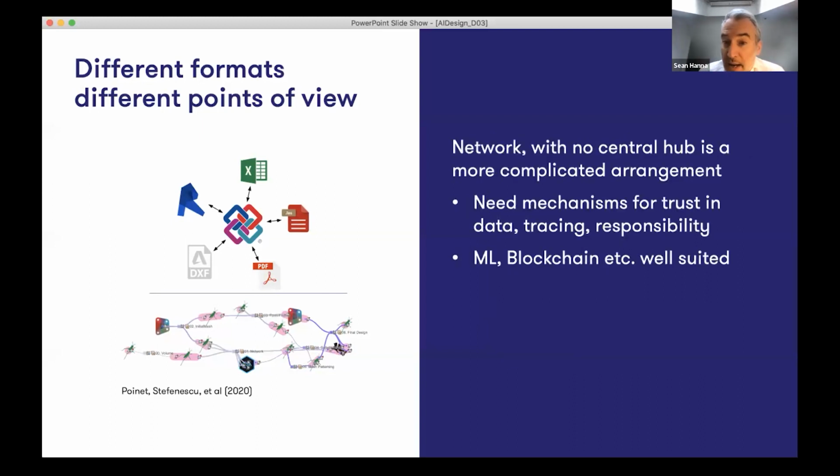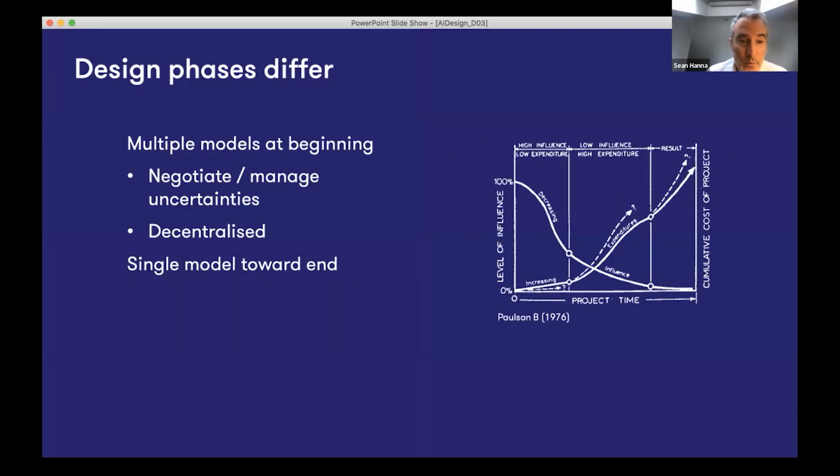Now, this is a network. It's got no central hub. It's got a much more complicated arrangement, but sometimes it's necessary. We do need mechanisms, of course, for tracing the data, for ensuring responsibilities and so on. But thankfully, we do have the technology to do that. Machine learning is well suited. Blockchain and so on are well suited to this sort of way of working. And this is potentially what we need to pursue more. Now, I'm not saying there are no standards necessary, but this is another view.